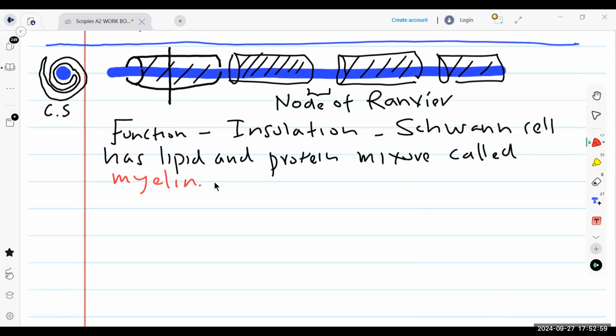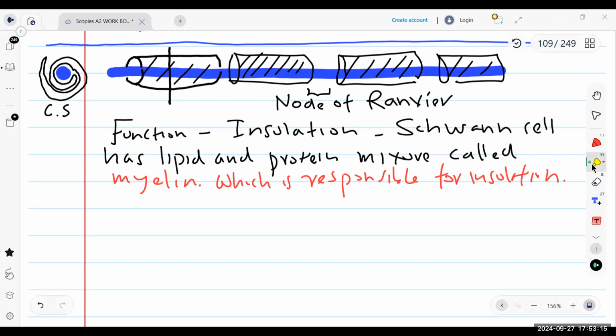Myelin is responsible for insulation. That is a function of Schwann cell, and myelin is important to make the insulation. The Schwann cell has a lipid and protein mixture called myelin, which is responsible for insulation. You can also copy this one.